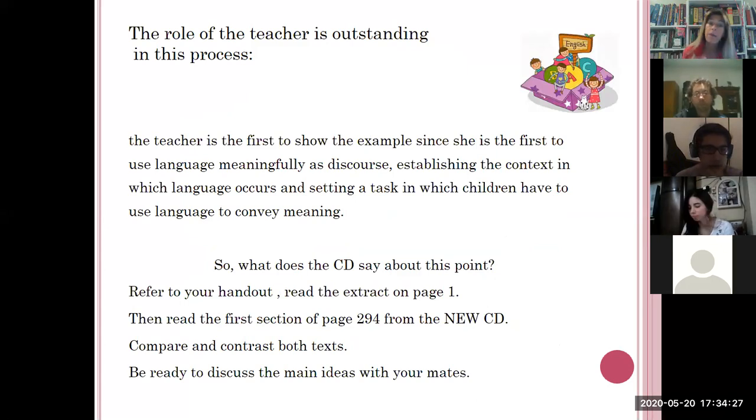Now, coming back to the video, right? The role of the teacher is outstanding in this process. The teacher is the first to show the example, since she is the first to use the language meaningfully as discourse, right? Establishing the context in which language occurs and setting the task in which children have to use language to convey meaning, right? So she sets the model, she gives an example, right? She creates the rules, and she's telling, we are going to play, all right? So what does the curriculum design say about this point, right?